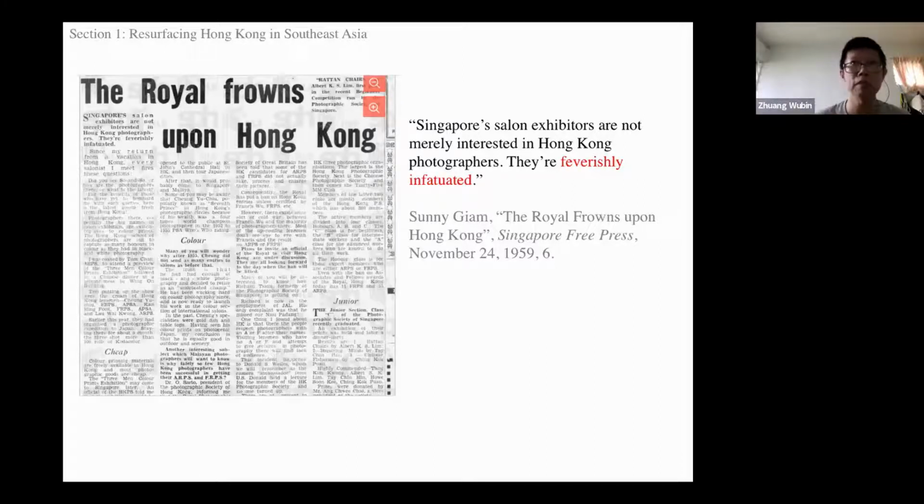Such materials are not isolated. Using the digital archive of newspapers from Singapore and Malaya, you quite often chance upon articles like this where Hong Kong was held up as a kind of reference point for salon photographers or photographers from Southeast Asia. This writer is a very popular writer and photographer from Singapore, and this was a report that he filed when he went to Hong Kong and then came back.